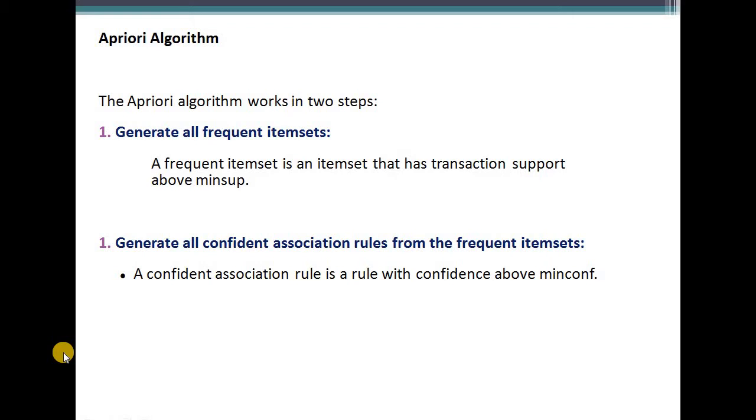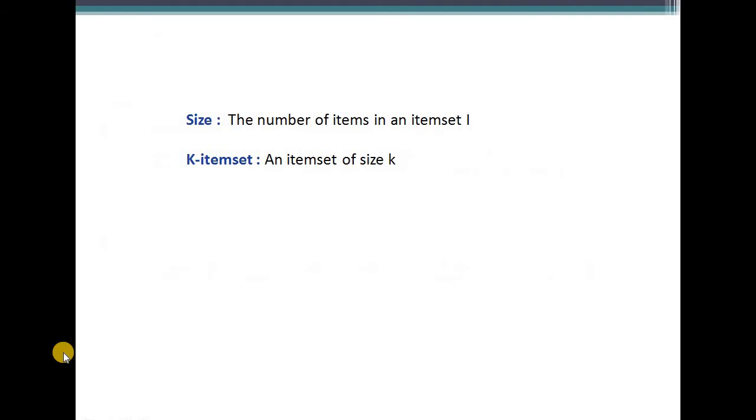So these are the two steps of the Apriori algorithm. First, find all the frequent item sets. Second, generate the confident association rules from these frequent item sets.